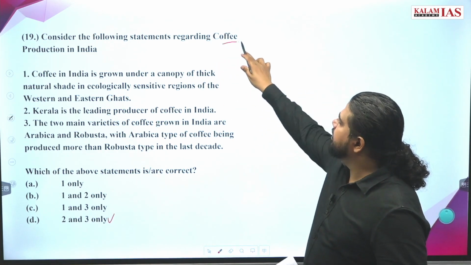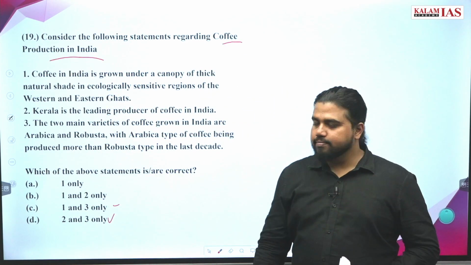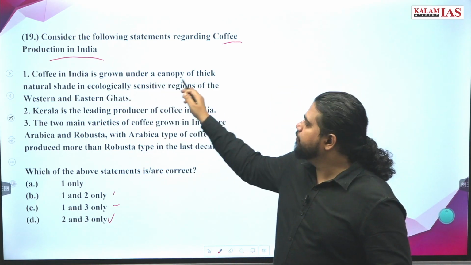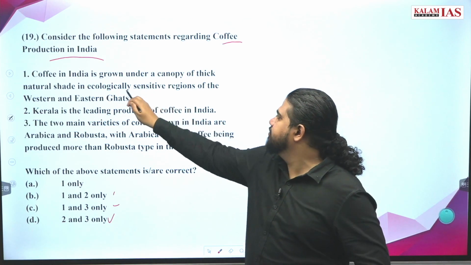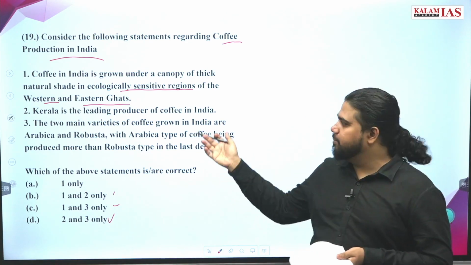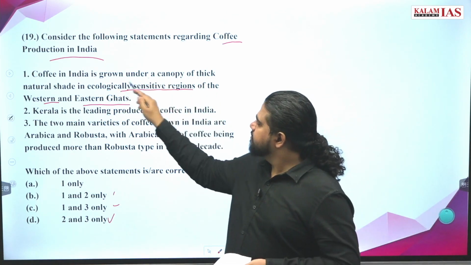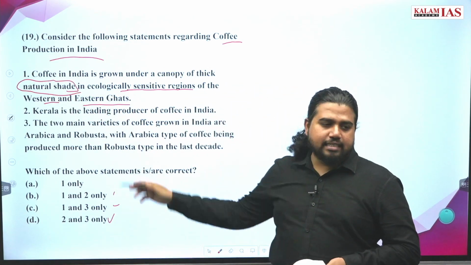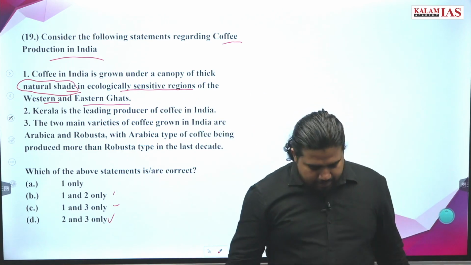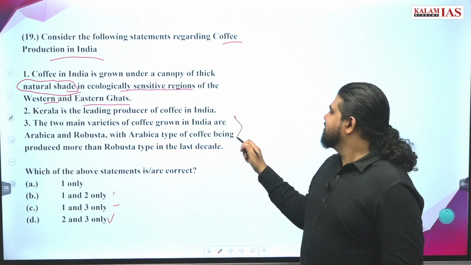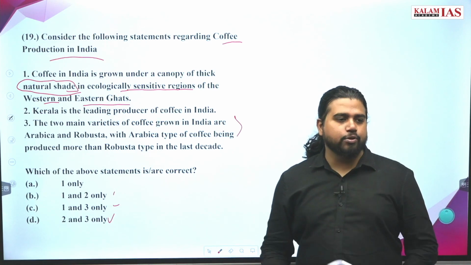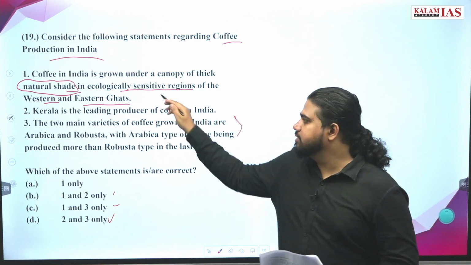Consider the following statement regarding coffee production in India. Coffee in India is grown under a canopy of thick natural shade in ecologically sensitive regions of the Western and Eastern Ghats. Two data points come in this statement. One is natural shade. Second is the Western Ghats and Eastern Ghats. If you see a coffee plantation, it can grow under shade, and the Eastern Ghats and Western Ghats, both hotspots, are subjected to coffee plantation. Statement is correct.